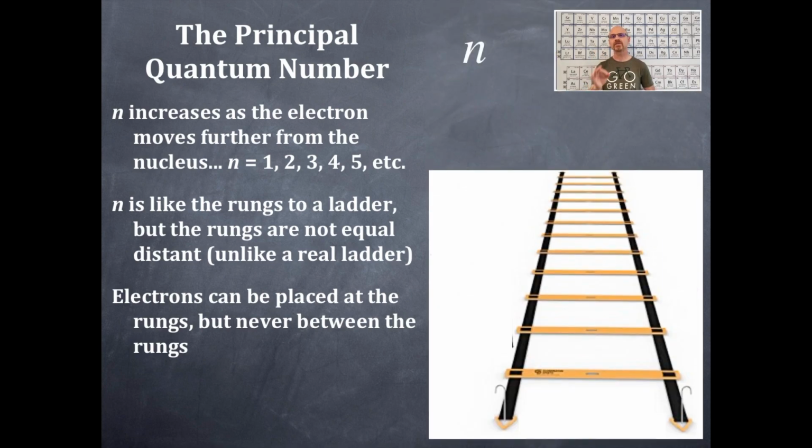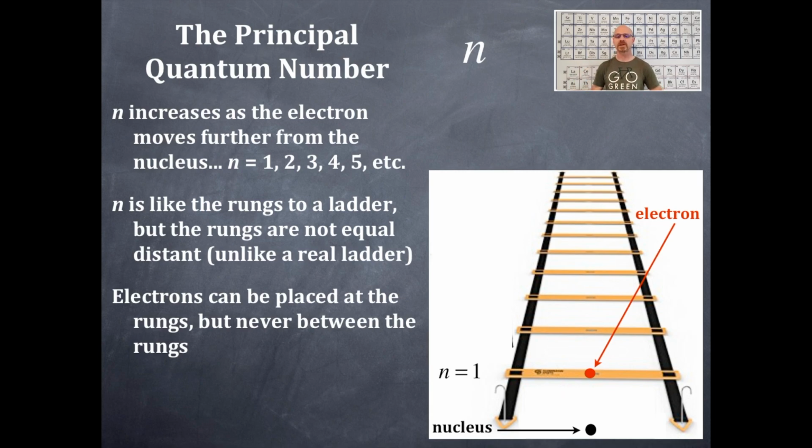This is a ladder, and we've actually already discussed this when we were talking about light being emitted from an atom. We need to first define a couple of things. The nucleus is right here. The rungs of the ladder are the yellow portions of this ladder. The rails of the ladder are the black portions. So you can have an electron at a rung of the ladder. That means you can step on a rung, you can place an electron there, and that first rung that is closest to the nucleus is n equals 1.